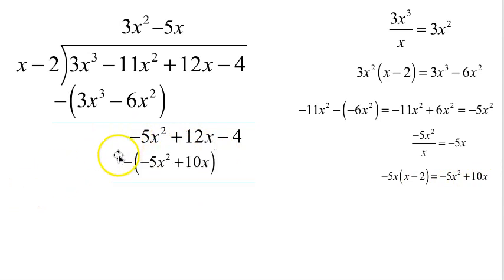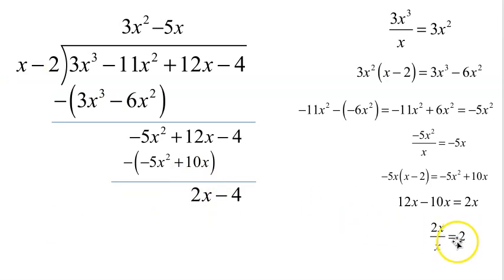So I have negative 5x squared minus negative 5x squared, that goes away. 12x minus 10x, of course, will be 2x, and then the minus 4 comes down as well. So we'll get 2x minus 4 here. And the last bit that we need is to take this 2x, this leading term, divided by that leading term. 2x divided by x, which of course is just 2. So positive 2 is the next part of our quotient.